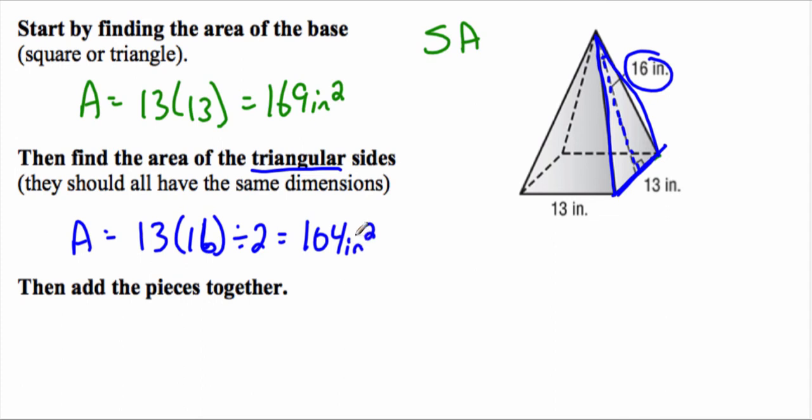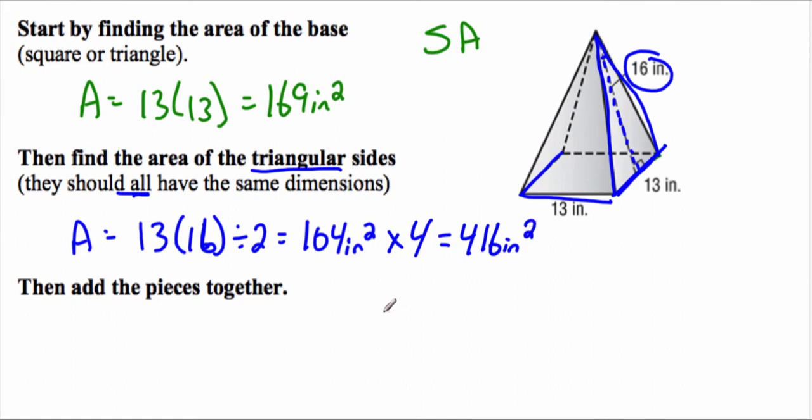But here's the nice part. All of those triangular sides have the same dimensions. This one's also 13 by 16, and this one's 13 by 16. So there are 1, 2, 3, 4 sides, because there's 4 edges to our square down here. So we can simply multiply that times 4. So we get 416 inches squared. That's for all of our triangular sides.